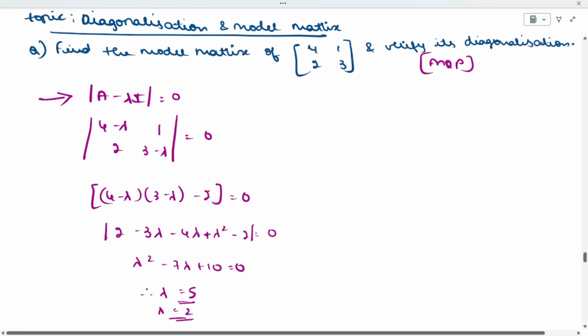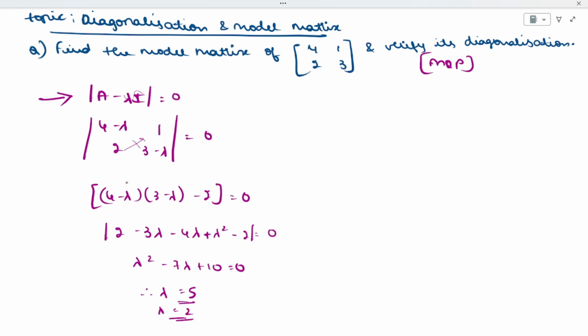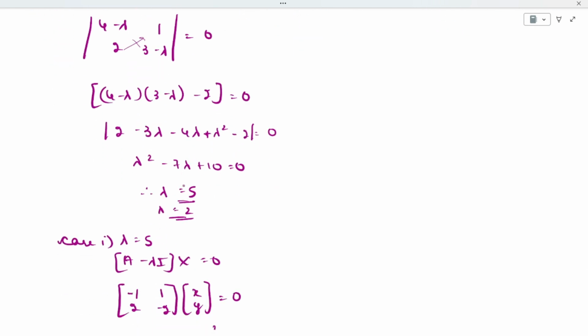See, you have the determinant of A minus lambda I, that is the identity matrix, should be equal to 0. That means 4 minus lambda, 1, 2 and 3 minus lambda. See here it is there, right? 4 and 3 you have to subtract from lambda and equate it to 0. That means you find the normal determinant. You have to cross multiply, right? Equate to 0, and you will get the value of lambda as 5 and 2. That means lambda is equal to 5 comma 2.